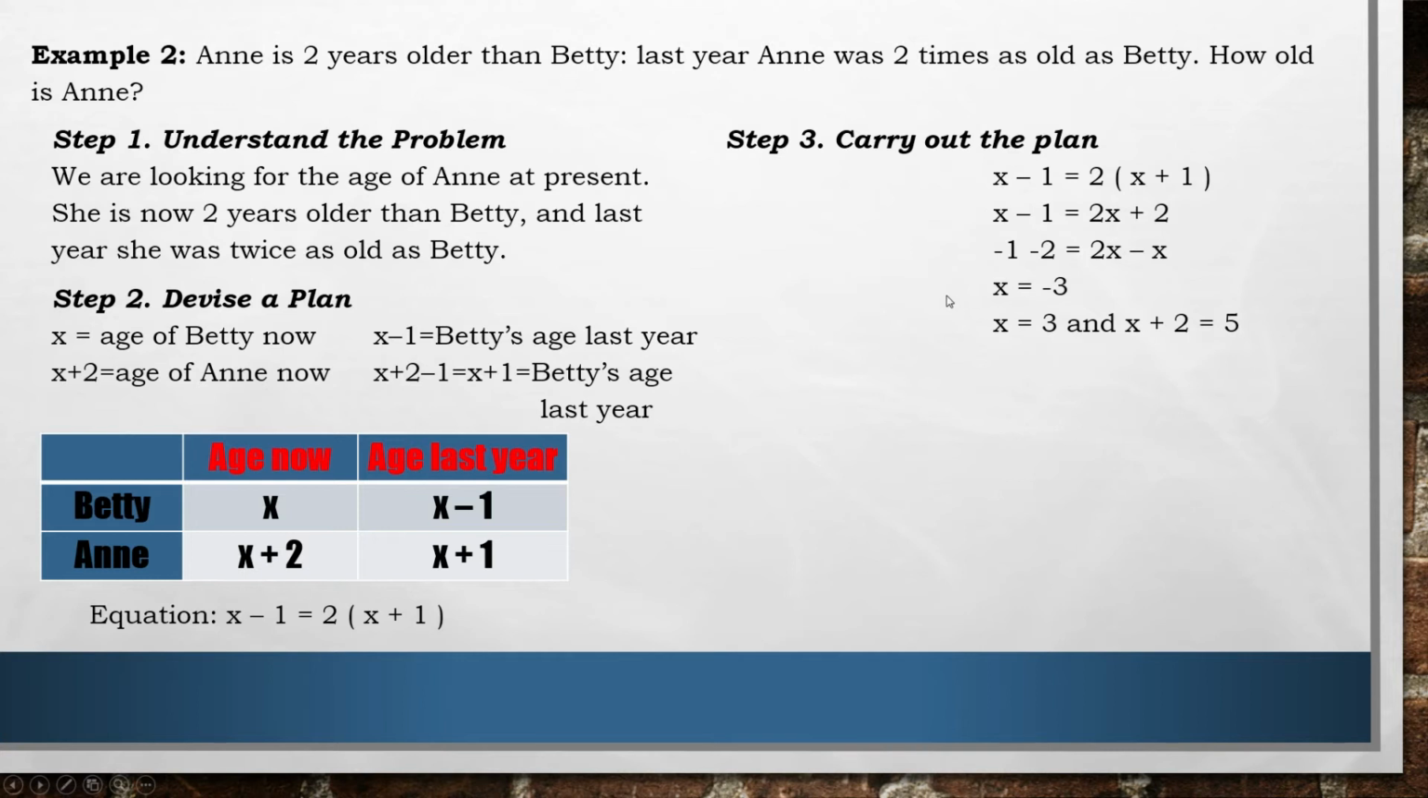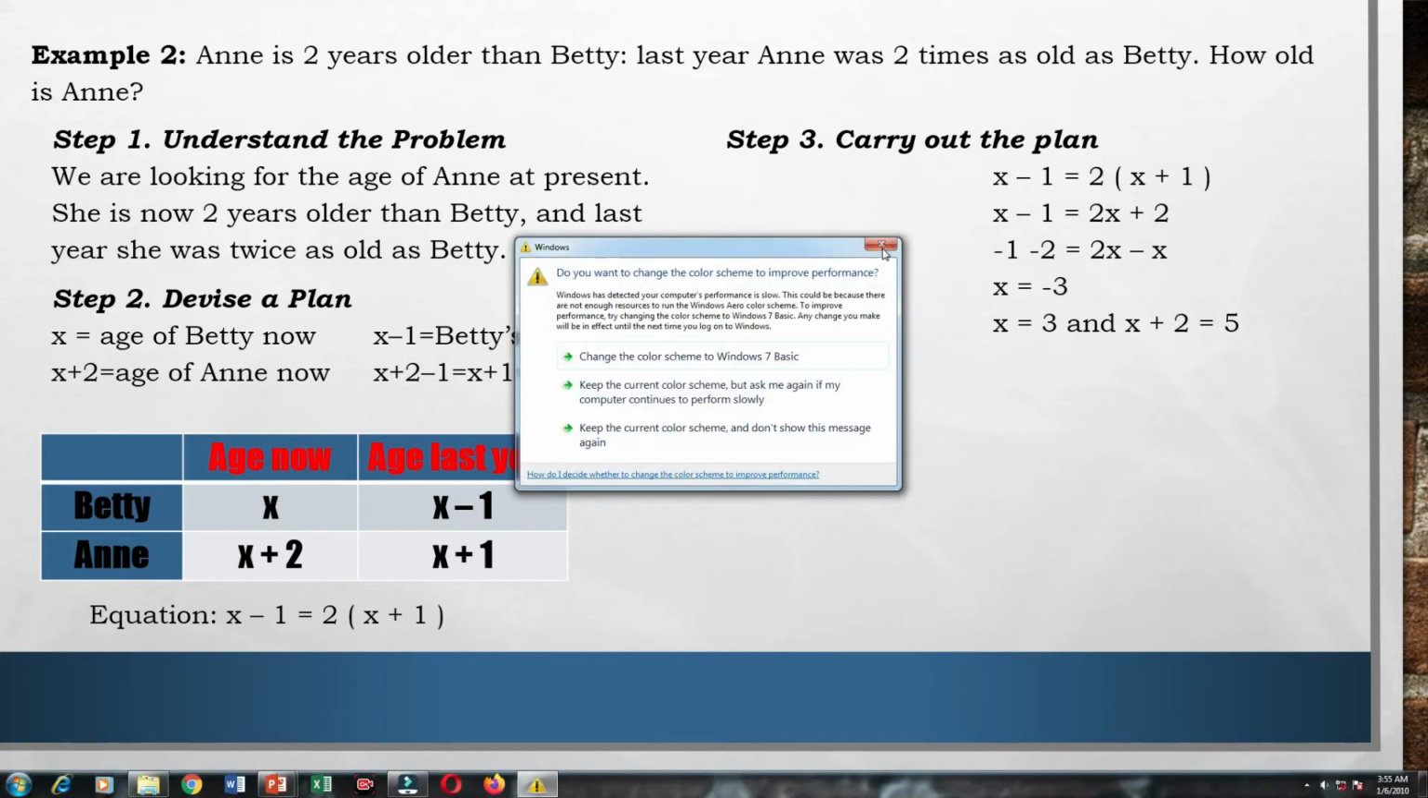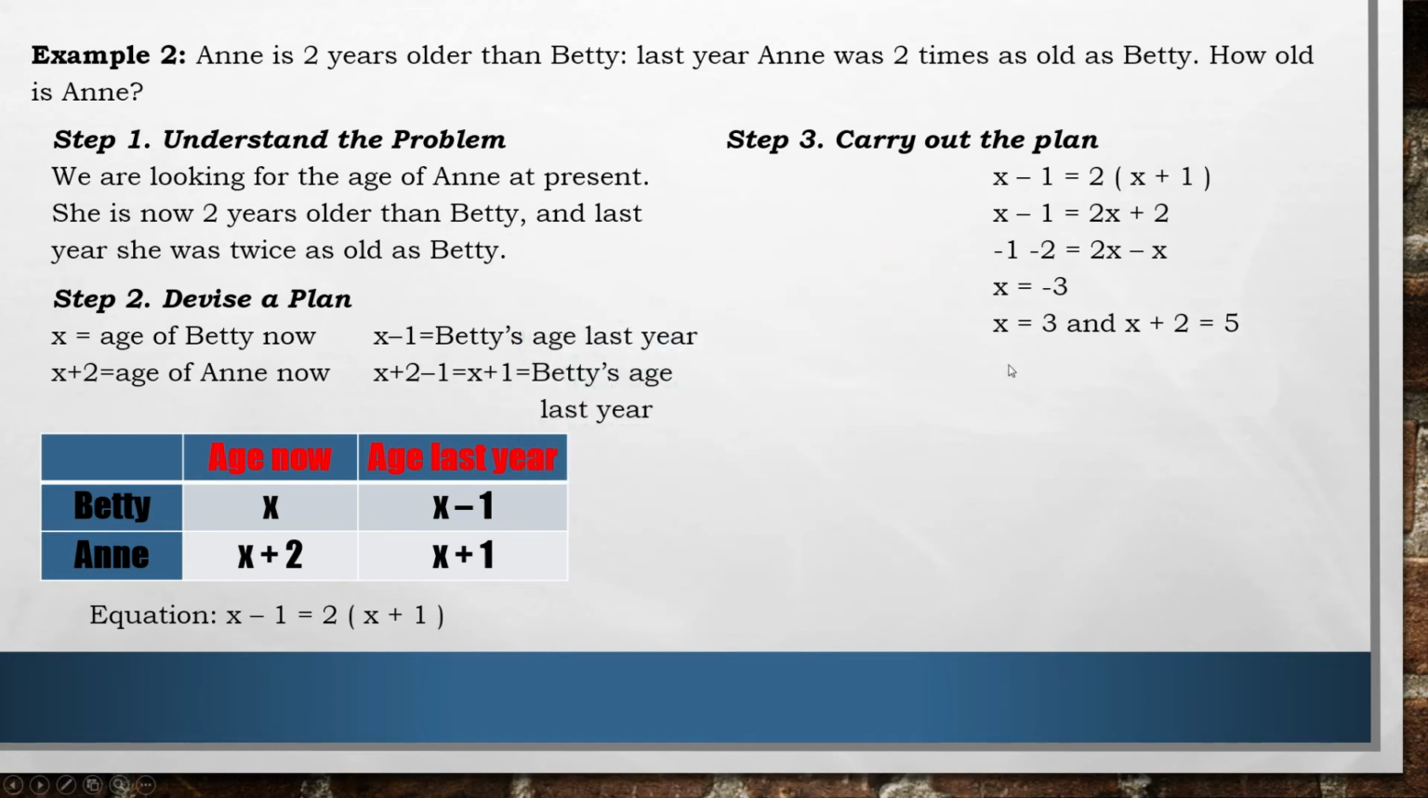Here is the tricky part in this case. The answer is negative 3, but we don't have an age which is negative 3. So we get the positive part of this one. That's why x is equal to 3. Okay, that is the age of Betty now. And then, how about the age of Anne? X plus 2, which is 3 plus 2, that is equal to 5.